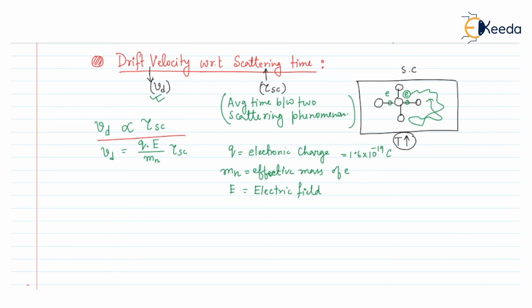the drift velocity and the scattering time, and from this relation sometimes numerical questions come in GATE. So this is all about the drift velocity expression with respect to scattering time. Thank you.